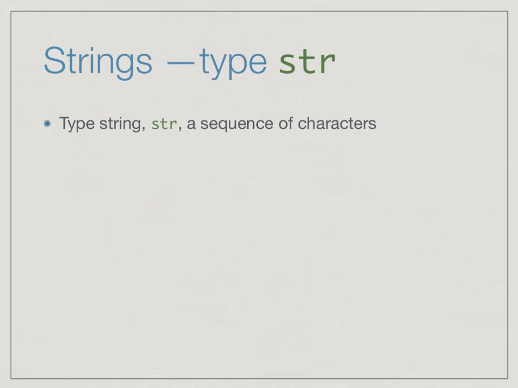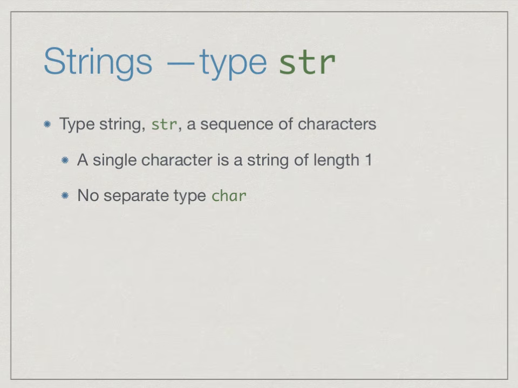So Python uses the type string for text, which internally is called str. So we will use the word string instead of str because it's easier to say. So a string is basically a sequence of characters.